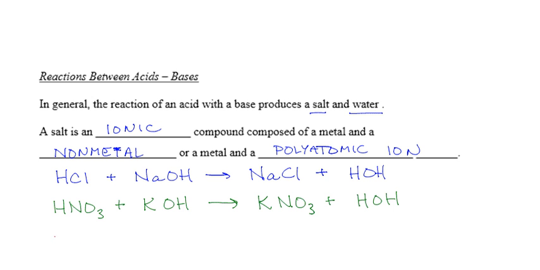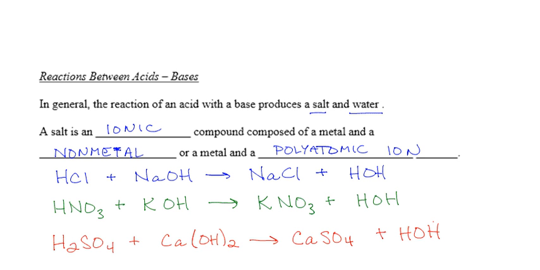One last one, if we take sulfuric acid and we react it with calcium hydroxide, double replacement reaction, calcium sulfate. Calcium is +2, sulfate is -2, and once again water. This time the equation is not balanced. We have 2 OHs on the left, we put a 2 in front, and that takes care of everything.